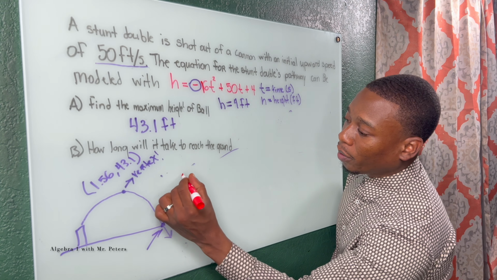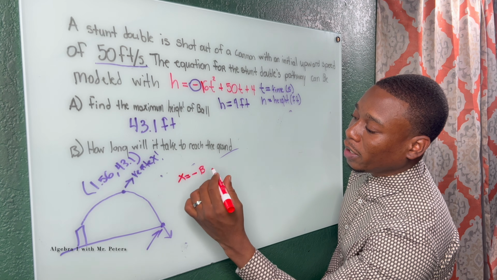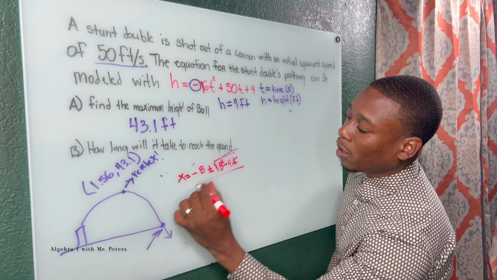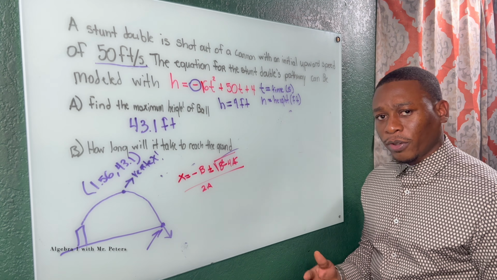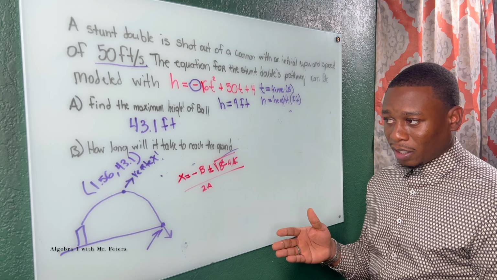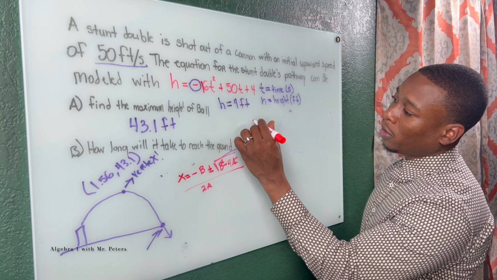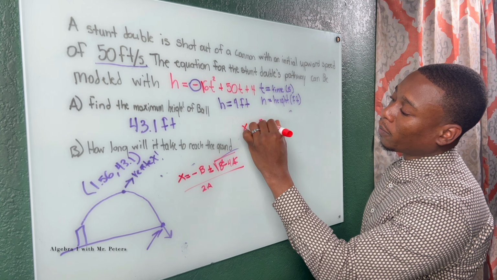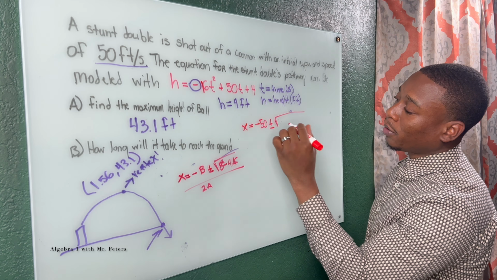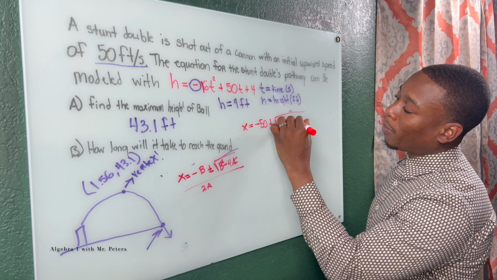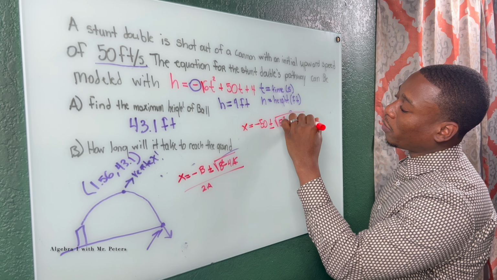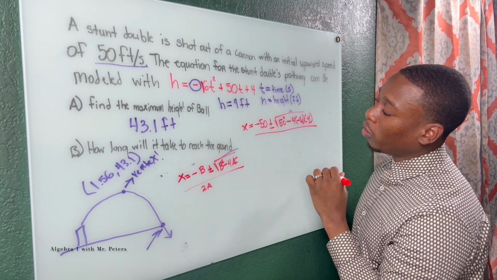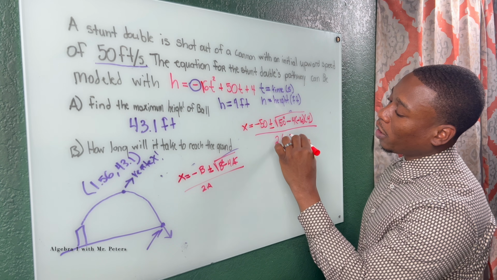So we're talking about x is equal to the opposite of b plus or minus the square root of b squared minus 4ac all over 2a. So we're going to fill this in and determine how long it will take the stunt double to reach the ground. All right, so we have x is equal to negative 50 plus or minus the square root of 50 squared minus 4 times a, which is negative 16, times c, which is 4. And we're going to divide all of this by 2 times a, which is negative 16.